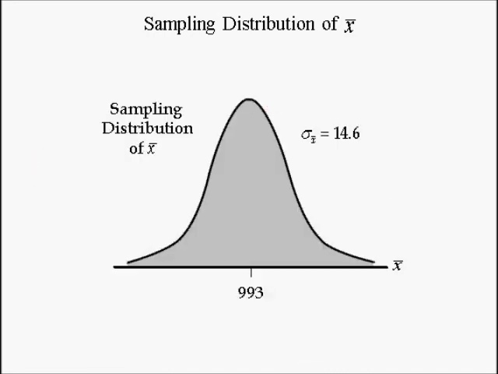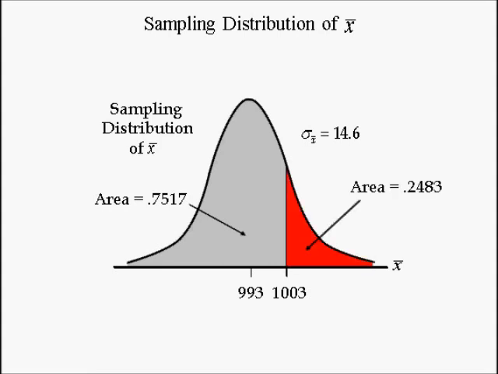The sampling distribution of the mean is normal, centered at its mean of 993, and has a standard deviation of 14.6, which was computed by dividing the population standard deviation by the square root of the sample size, 30. Because the probability of being less than or equal to 1003 is 0.7517, the probability of being greater than it is 0.2483. You could have gotten 0.2483 by going to row negative 0.6 and column 08 in the standard normal table.